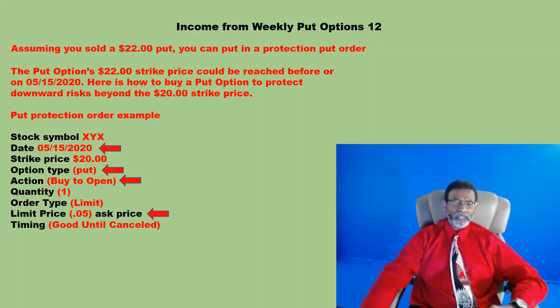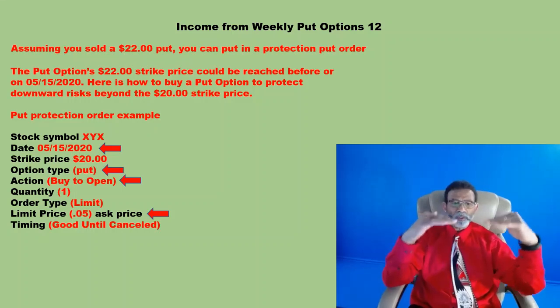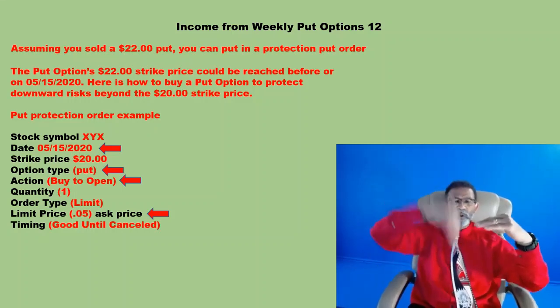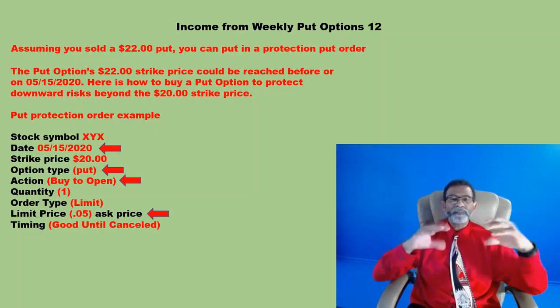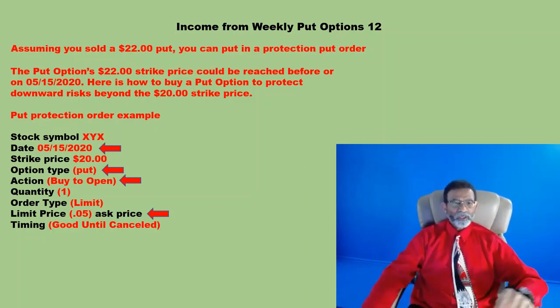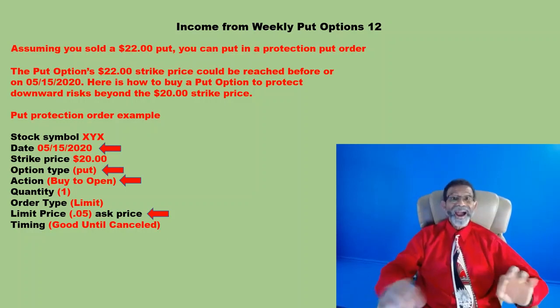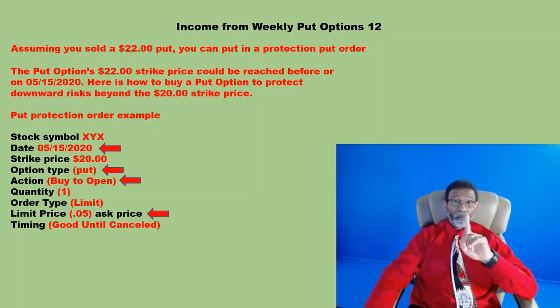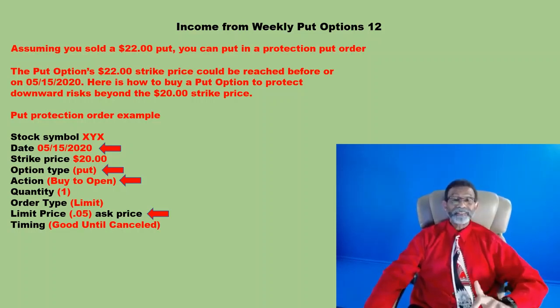Now, what we're doing is we're buying a put option. So for whichever the stock is, XYZ stock, May the 15th, 2020, we're buying the $20 strike put option because we want to protect against the value of the stock going down beyond $20 if the option is assigned to us. So the type is a put. Buy to open, we're buying to open one contract per 100 shares. The limit price, we want to buy it for 5 cents.